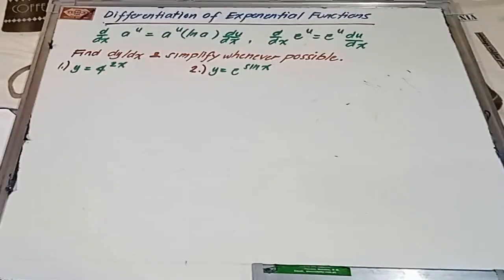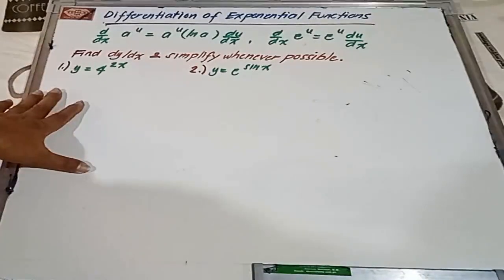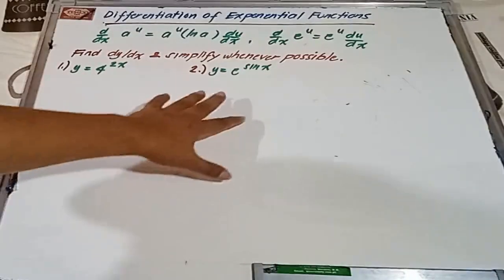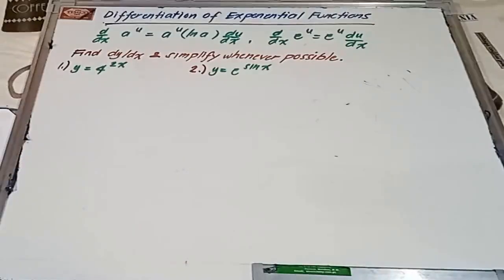And I'm going to give you 6 examples in finding the derivative of exponential functions. We have here 2 examples. Number 1 is y equals 4 to the 2x, and the second is y equals e to the sine x. Now, we are asked to determine dy over dx, and if possible, we're going to simplify the result.